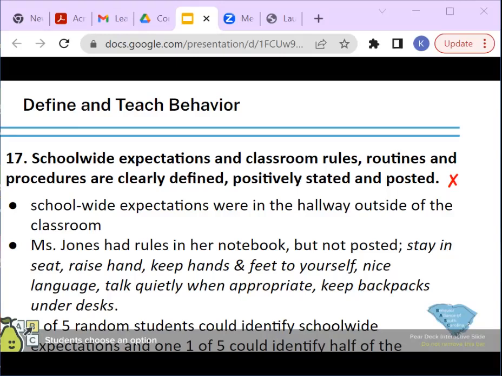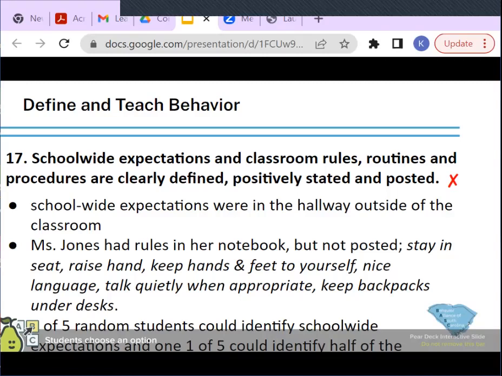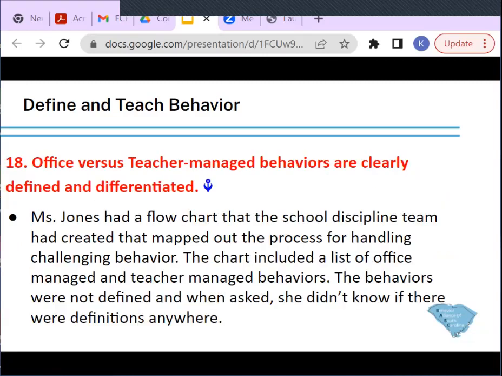This particular item is a difficult item to get an in-place score for, and that's primarily because there are so many elements to being able to say it's in place. So you have to have the school-wide and the classroom rules and the routines and procedures, and they have to be defined, and they have to be positive, and they have to be posted. So a lot of criteria here for a single item. So it's difficult to get this particular item in place. So this is a red item. Red items require talking with the teacher, not ones that you would necessarily be able to observe and see. This one had room to grow.